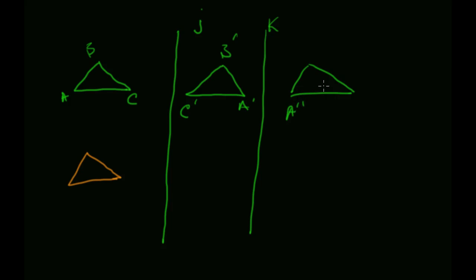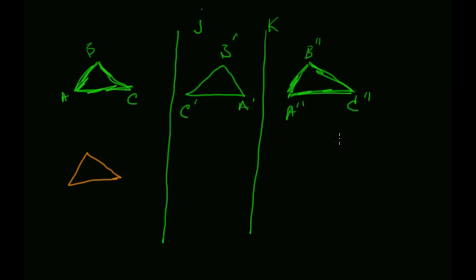If I do that, then reflecting over J, if this is A, B, C, this should be A prime, B prime, C prime. And then if I reflect again over K, I get A double prime, B double prime, C double prime. So this is the pre-image here, and this is the image. It's clearly been reflected twice, and we end up there.